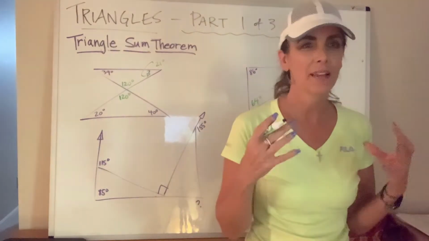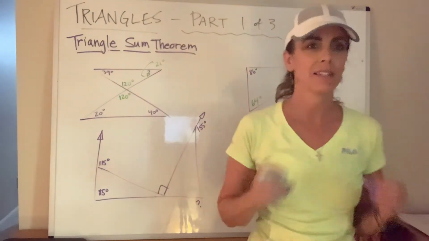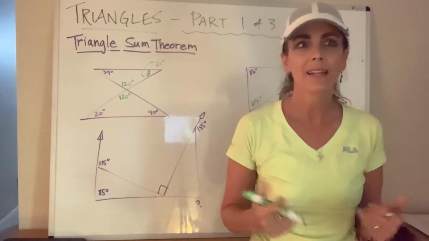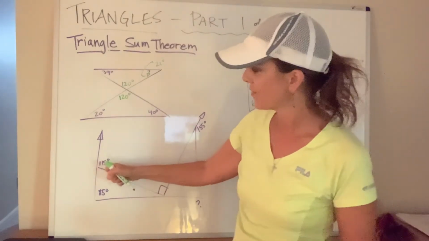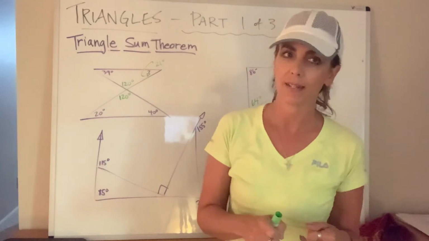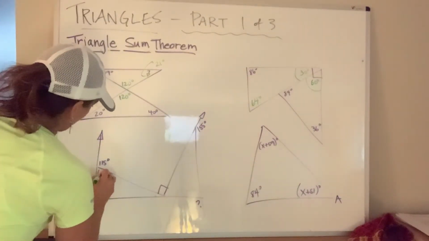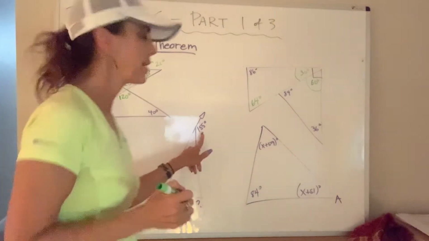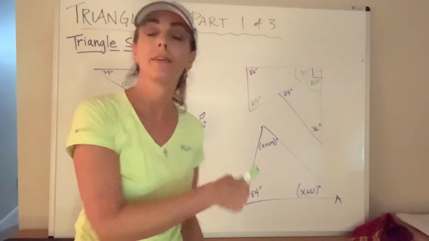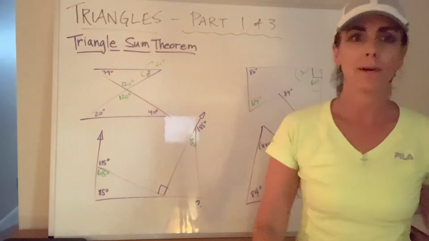So I can calculate what this angle is and this angle is by just taking the supplement, or subtracting that measurement from 180 degrees. So if I subtract 115 degrees from 180 degrees, well, that's going to be 65 degrees. And if I subtract 155 degrees from 180 degrees, well, that's going to be 25 degrees. All right, now where do I go?